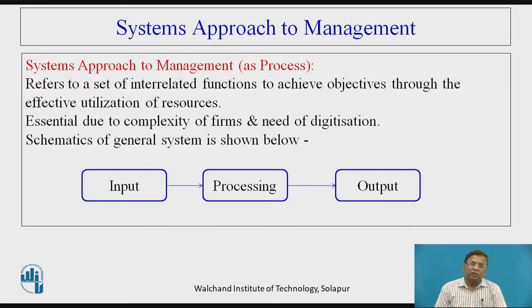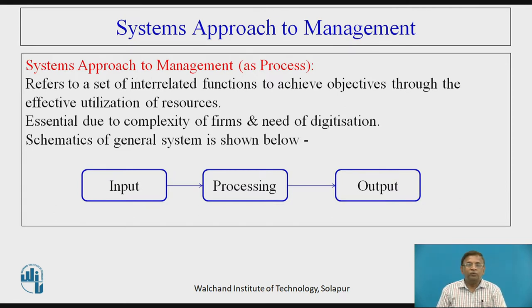Talking in general, very basic primitive schematics of what is a system. Now, any system, if we think of, then very basic is it has to have some input and certain output, as it is indicated here. And in between the input and output, some processing happens.